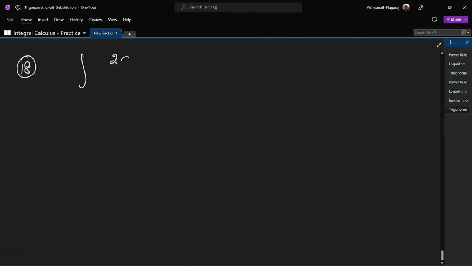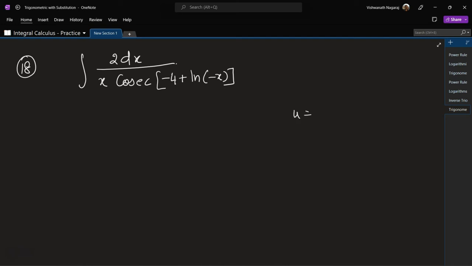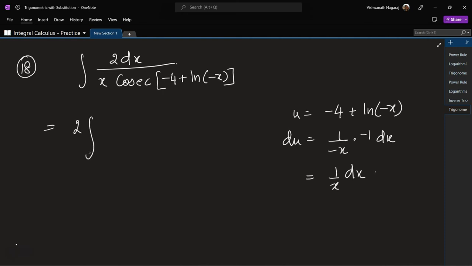Now 18th one. Integral of 2 dx by x cosec of minus 4 plus natural log of minus x. Okay, let's take u equal to minus 4 plus natural log of minus x. So du would be, this will be 0, and this will be 1 by minus x times minus 1, right? So this will become 1 by x, and of course dx is also there. So what do we get now? We get 2, we can take it out, so we have dx by x, which is nothing but du.